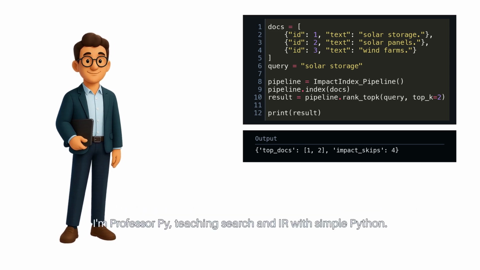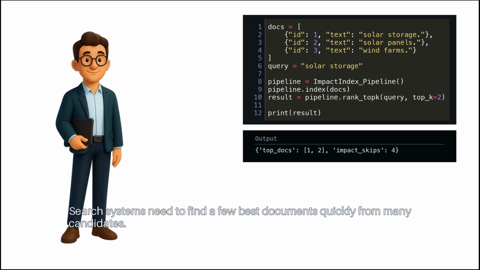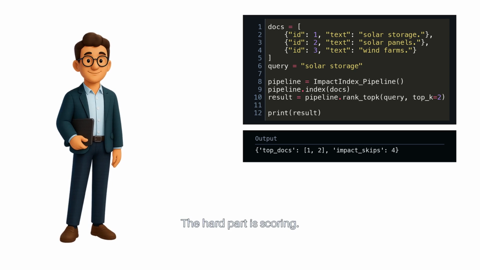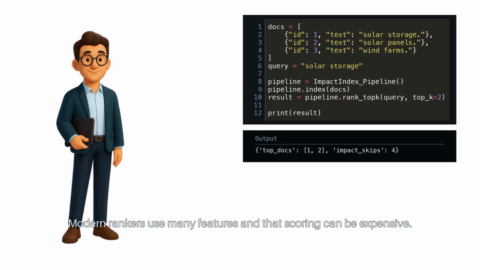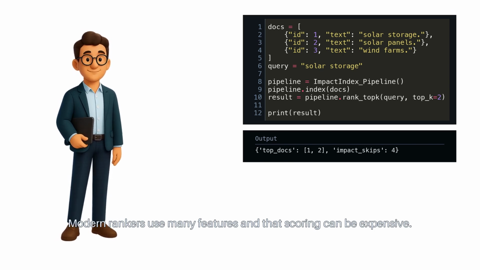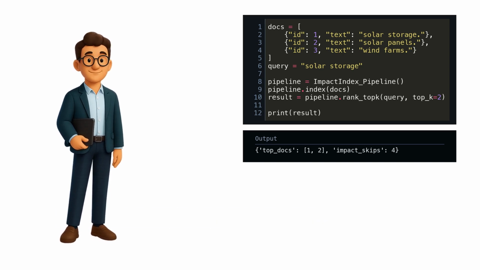I'm Professor Pi, teaching search and IR with simple Python. Search systems need to find a few best documents quickly from many candidates. The hard part is scoring. Modern rankers use many features, and that scoring can be expensive. So, the common trick is to prune early.